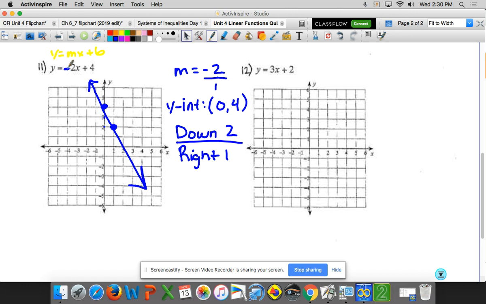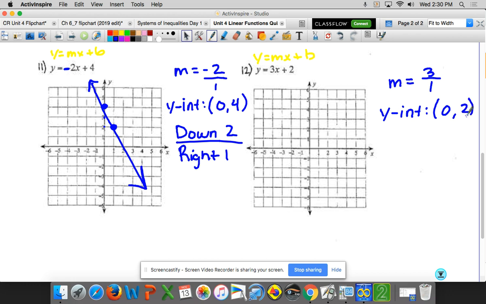So now for number 12, once again, we have slope-intercept form. Y equals mx plus b. So therefore, our slope is going to be 3. And if we want to convert that into a fraction, all we've got to do is put it over 1. Our y-intercept is simply b. But as an ordered pair, it's going to be 0, 2.